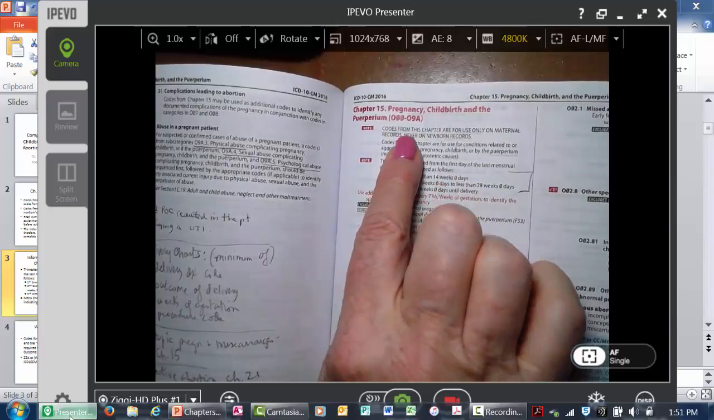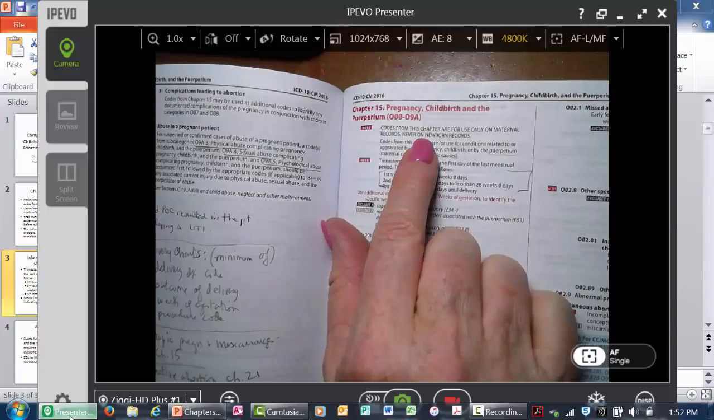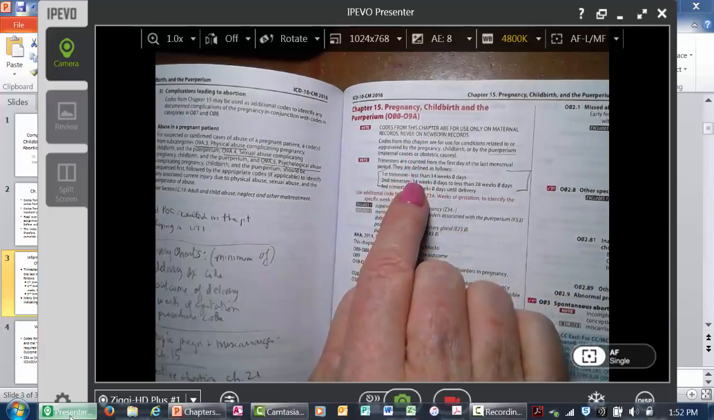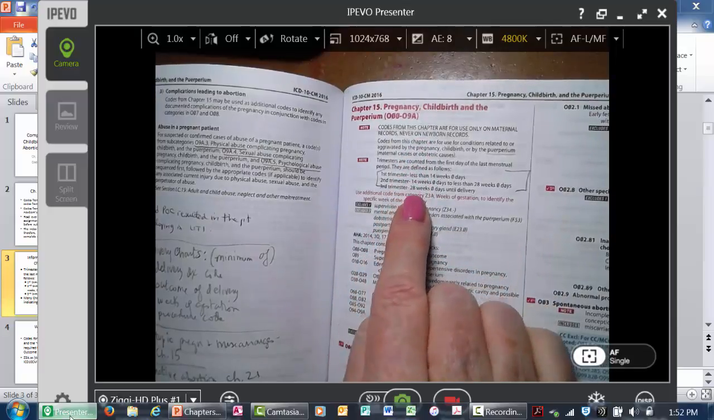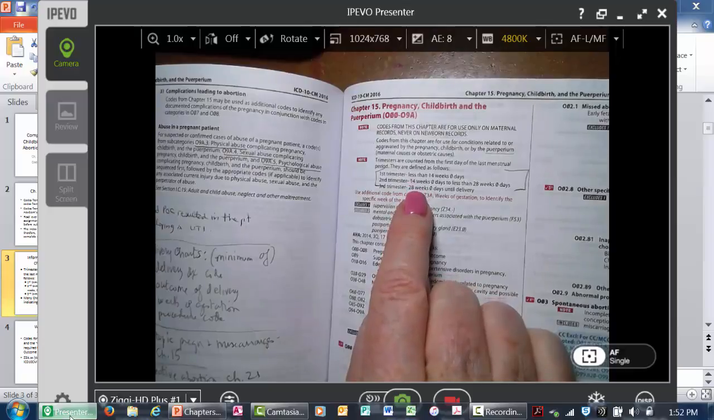You see here, it reminds us that we only use these codes on the mother's chart, never on the baby's. And here are our definitions of trimester. If you can remember 14 and 28, you're going to be pretty safe. Less than 14, first trimester. 14 to 28, second trimester, and 28 forward till delivery, third trimester.